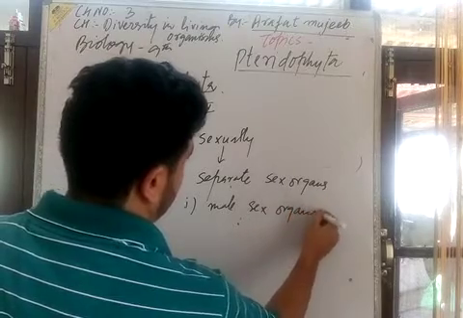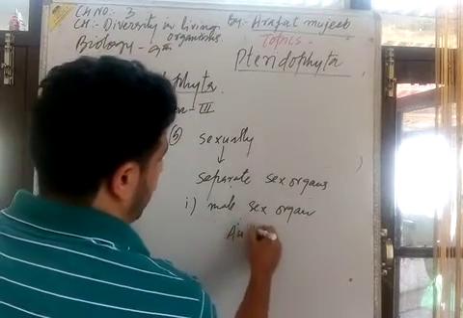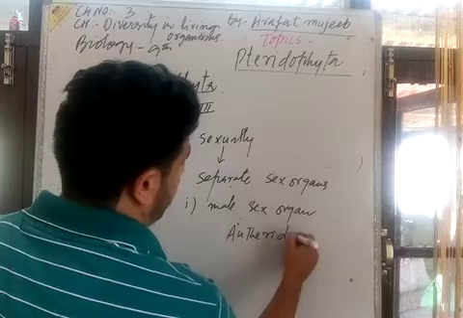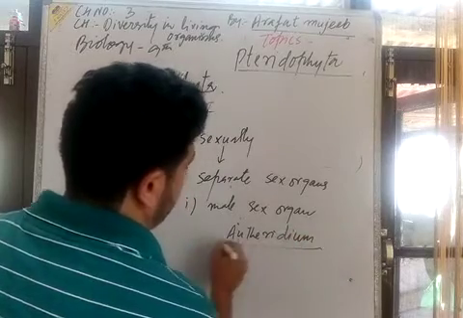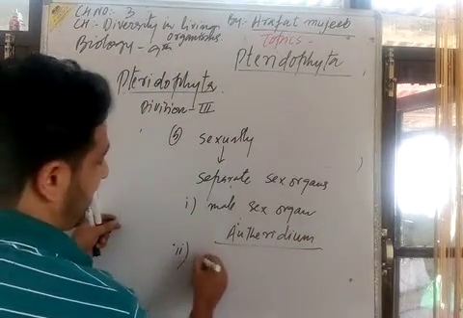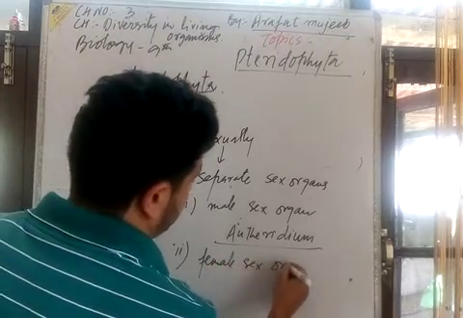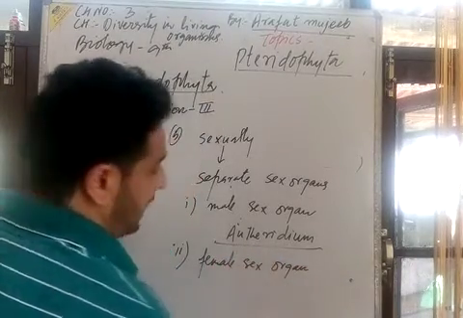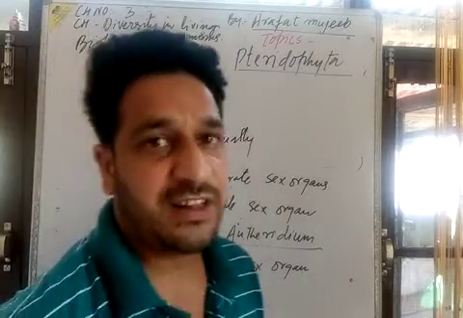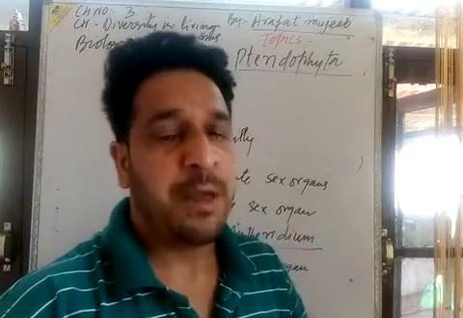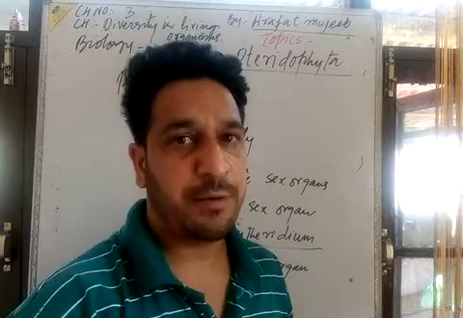Known as the antheridium. नाम याद रखिए, antheridium नाम पड़ता है. And second, they have a female sex organ. इसमें presence of sex organs होते हैं इस प्लांट में. जिस तरह हम एंजियोस्पर्म में फ्लावर देखते हैं, they have the anther male part and the carpel female part.